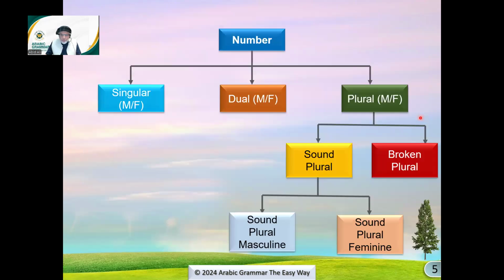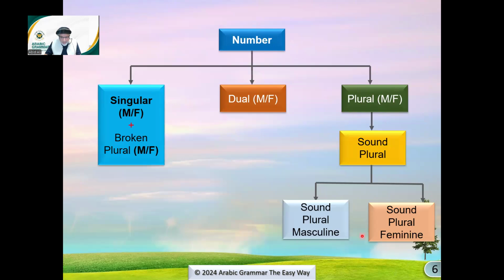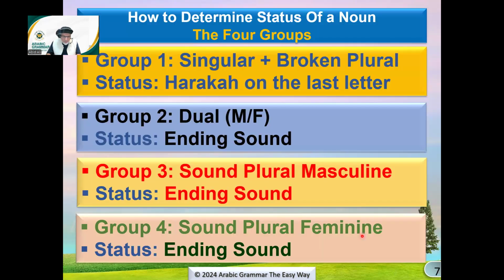So inshallah, what we looked at was that when we are dealing with a number, we have singular, dual, and plural. And in the plural, we have sound plural and broken plural. And then under sound plural, we have two more categories. So in order to understand these, we converted the 5 groups into 4 groups.